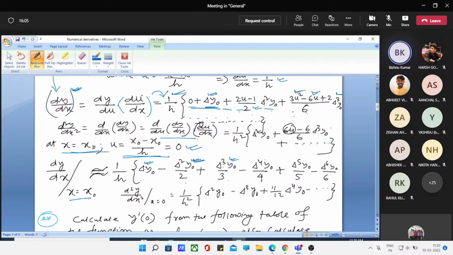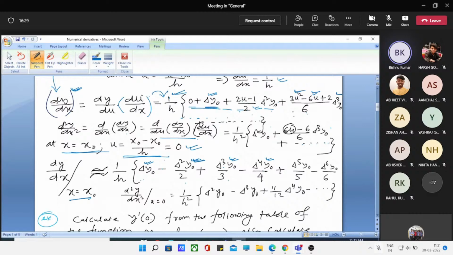I wrote the same formula in the lab class. Who has done the lab class, CS1 group? Are you seeing this formula, dy by dx at the first point? Yes, sir. So how is this formula coming? Is it clear now? Yes, sir. Very good.